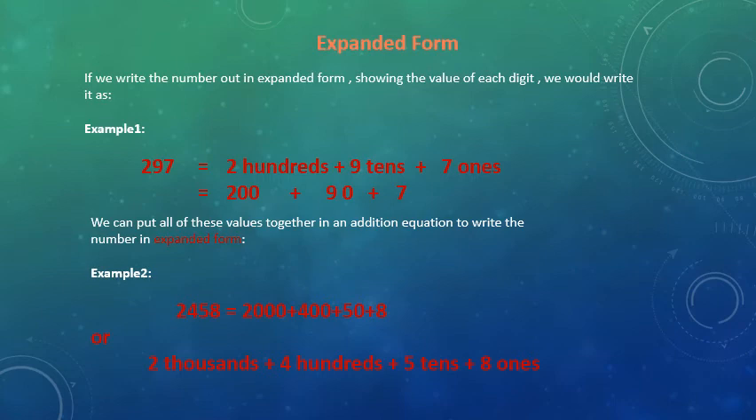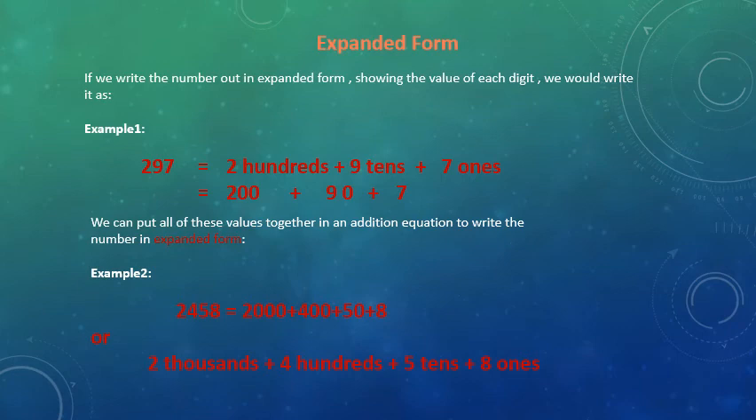Our next concept is expanded form. You know that when we write a number in expanded form, then we show the value of each digit. In number 297, the value of 2 is 2 hundreds and the value of 9 is 9 tens and the value of 7 is 7 ones. That is, 2 hundreds means 200, 9 tens means 90 and 7 ones means 7. We can put all these values together in an addition equation. So the number will be in expanded form. This is the way of writing numbers in expanded form.